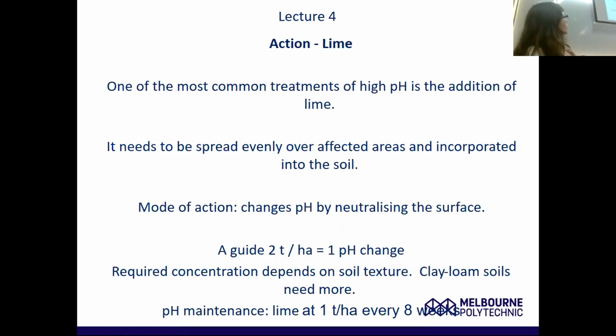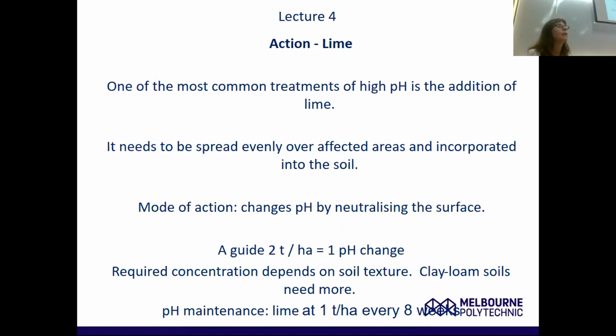There is a mode of action, so it changes by neutralizing the pH. And here we've got a guide: 2 tons per hectare gives you a 1 pH change. So if you've got a paddock of 5.5 and you want to bring it up to 7, that's a lot of applications of lime over a lot of time before it will change.